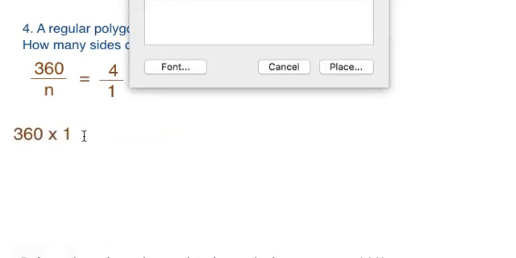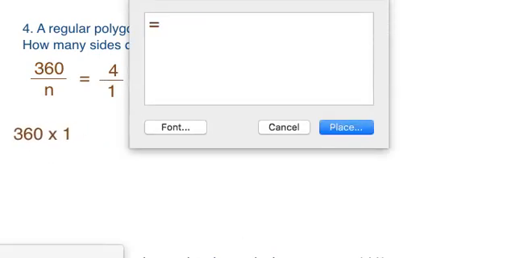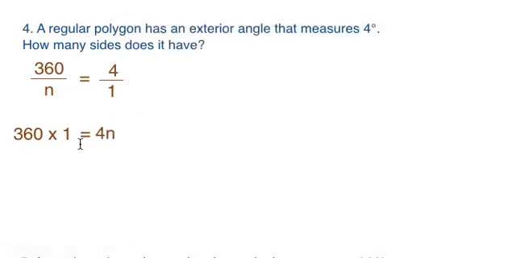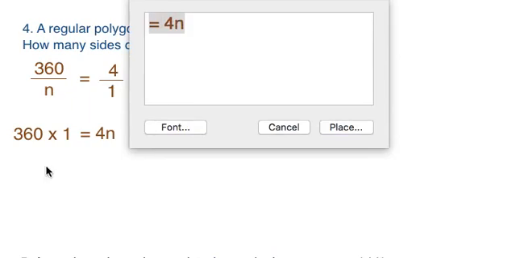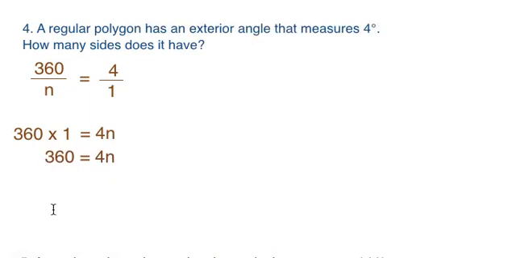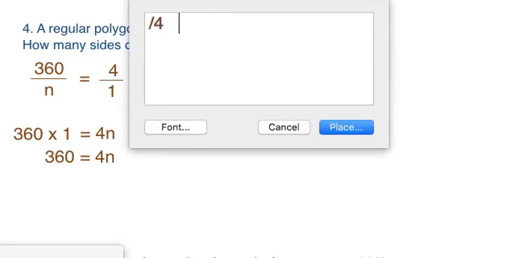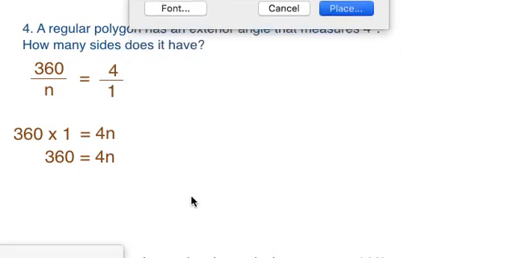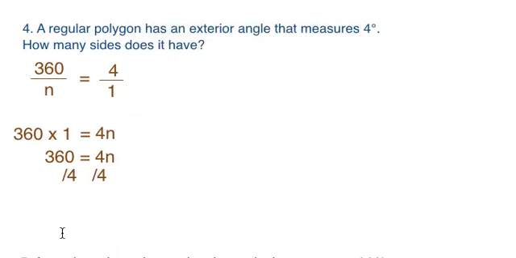And on the other side of the equal sign, you've got just 4 times n, which algebra tells me I can just write as 4n. So 360 times 1 is just going to simplify to 360, and 4 times n is still just 4n, right? So if I want to get n alone, if I want to isolate it, all I have to do at this point is divide both sides by 4. Right? I'm going to do the same thing to both sides of the equation. Those are the rules for algebra.